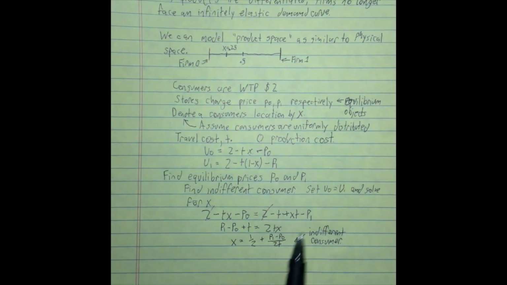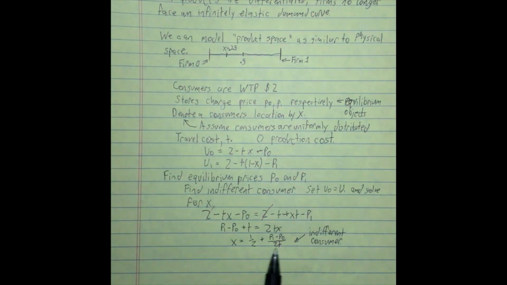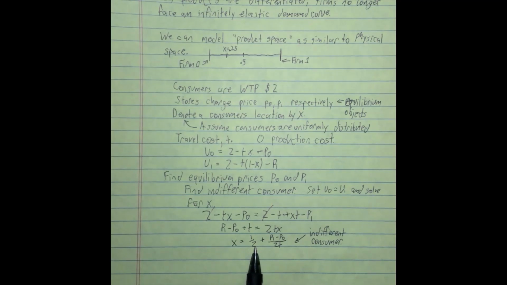As travel costs get big, the indifferent consumer is going to go more and more towards 1/2. Basically, which one do they not want to travel further for, or which one is closer to them? If travel costs are big, they don't want to travel, and the prices aren't going to matter very much. If travel costs get small, the difference in the prices is going to matter, and the consumer will go to whichever is cheaper. Which is intuitive.